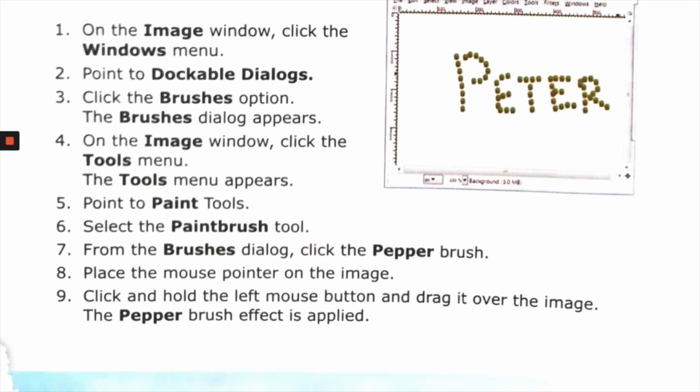Place the mouse pointer on the image. Click and hold the left mouse button and drag it over the image. The Pepper brush effect is applied. You have to first click on the Pepper brush option and then, using your left mouse button, drag it over the image on the places where you want to put the effect.